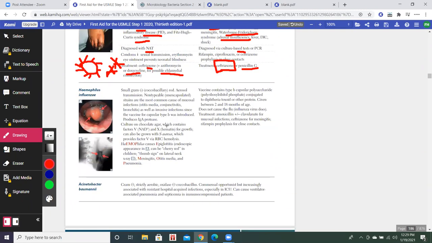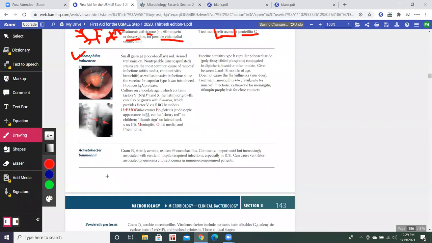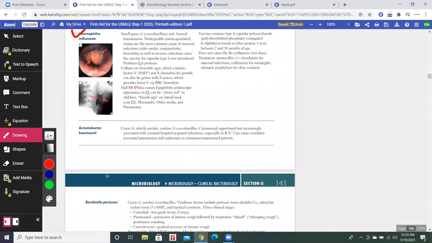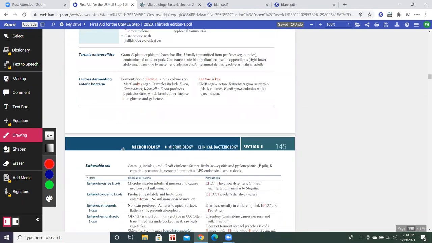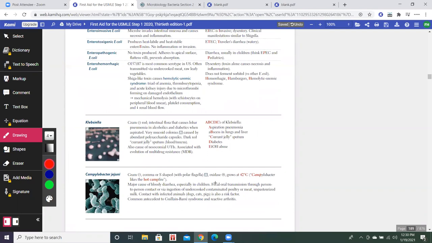Okay. Are you guys tired? Because I did not hear a lot of responses from you guys. Yes or no? If you are, then I will only read Haemophilus influenzae and I'll keep it up to here. Is that something you would want? Because I wanted to go to page 145. Is this something you can do today, or do you want to do this tomorrow?